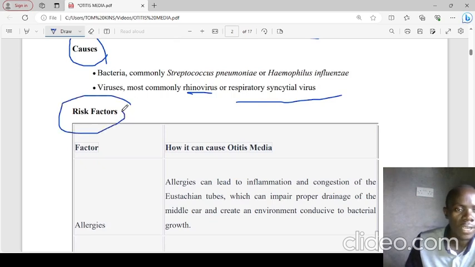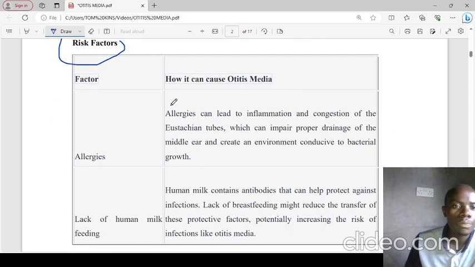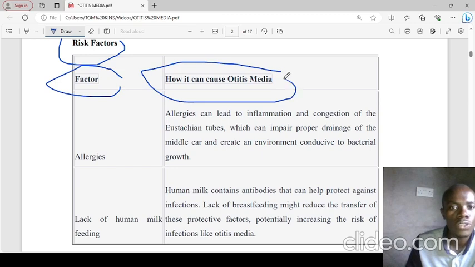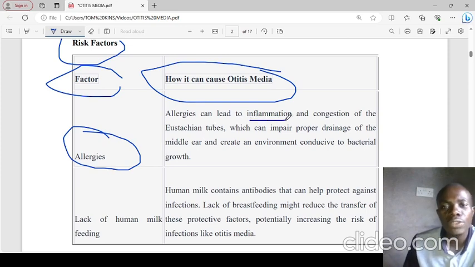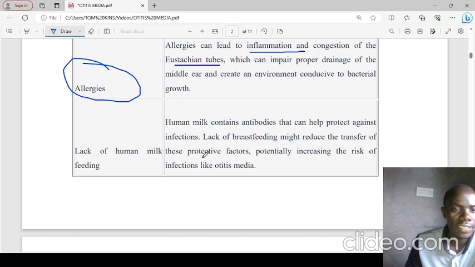factors for otitis media? I've tried to summarize for you a table showing the factor and how it can cause otitis media. One of the notorious suspects here is allergies. Allergies normally lead to inflammation and congestion of the Eustachian tube, which can impair proper drainage of the middle ear and therefore create an environment conducive for bacterial growth, resulting in otitis media.